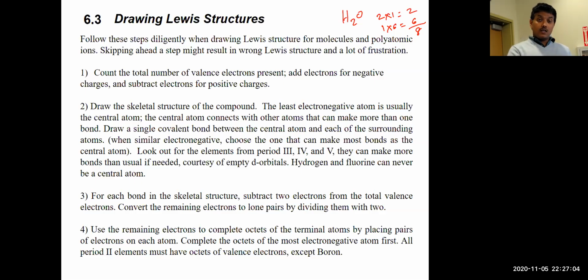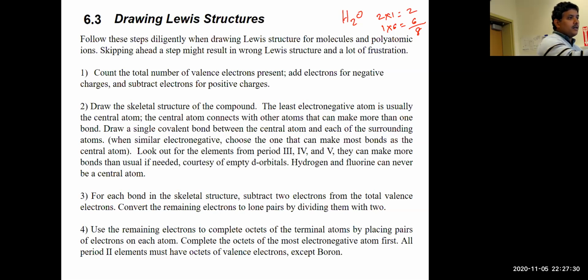So you need to choose the least electronegative atom, because the least electronegative atoms can make the most number of bonds. We are talking about non-metals. You know that fluorine is more electronegative than oxygen, but oxygen can make 2 bonds, while fluorine can only make 1 bond. That's why if you go with this clue of the least electronegative atom, you would end up with the atom that can make the most bonds in a molecule. So that is going to be the wise step.